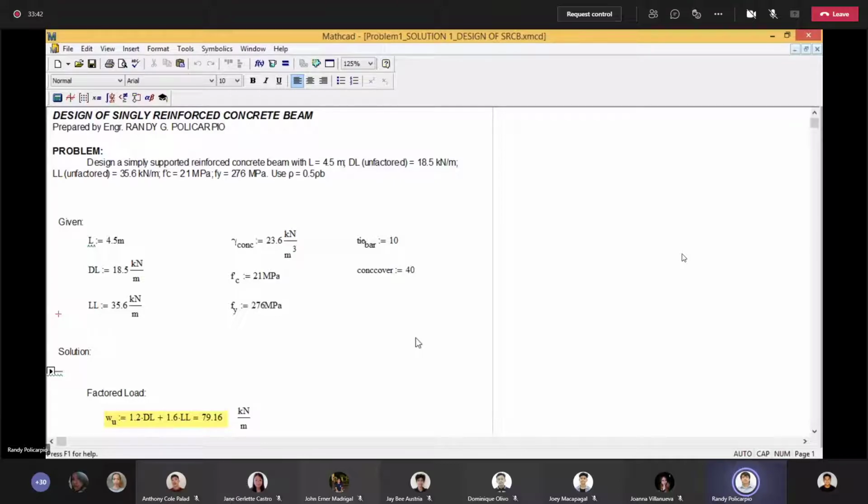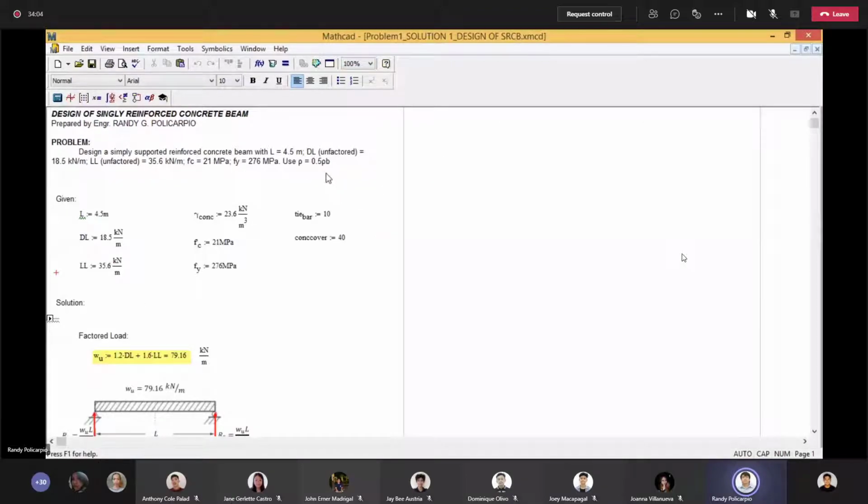We have a simply supported beam. This is the easiest example so that we can quickly get the maximum moment. The length of the beam is 4.5 meters. The dead load, which is unfactored, is 18.5 kilonewton per meter. The live load, also unfactored, is 35.6 kilonewton per meter. The strength of the concrete is 21 megapascal, and the strength of your steel is 276 megapascal.